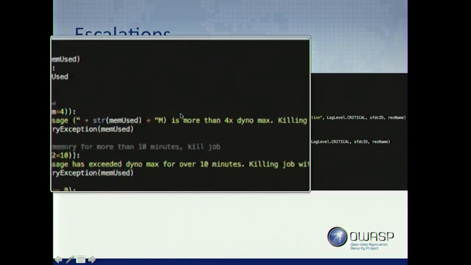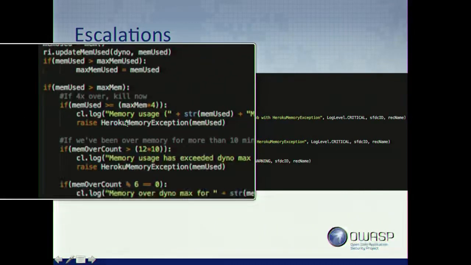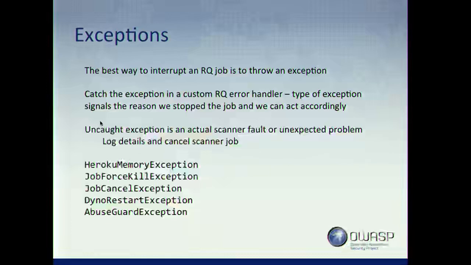So all we're doing here is checking memory usage from the ZAP dyno using a shell script, and we're checking job status with the ZAP API. And if it's over for too long, then we just bounce it out to another dyno.